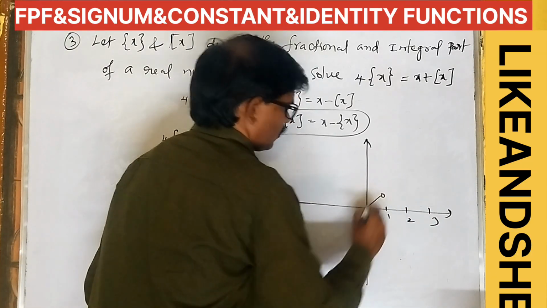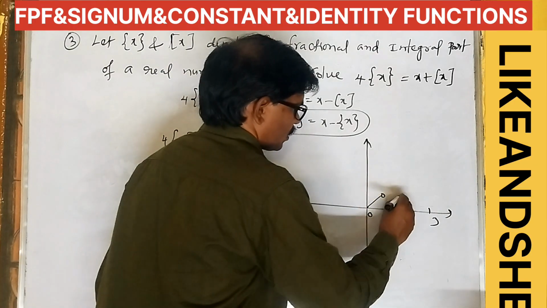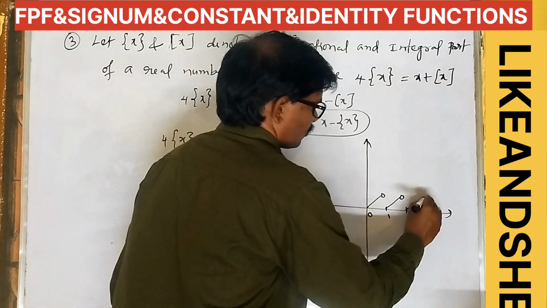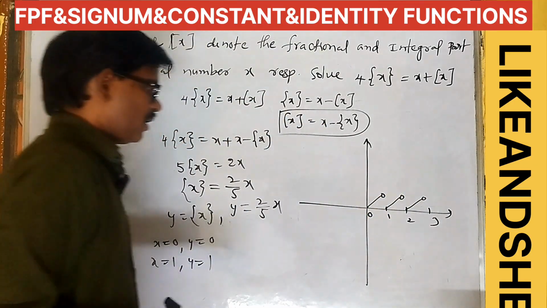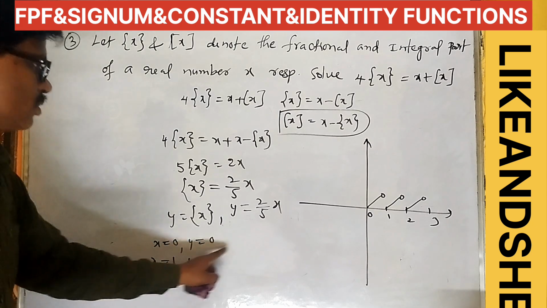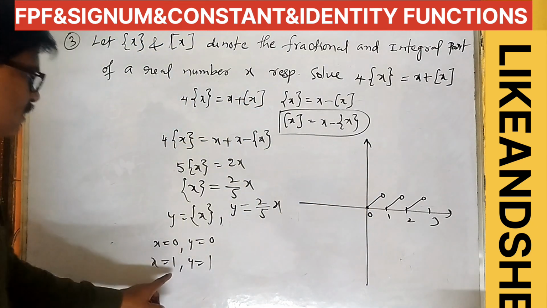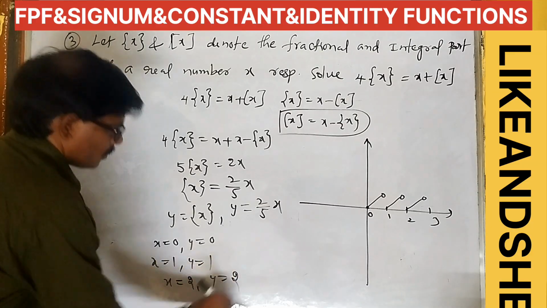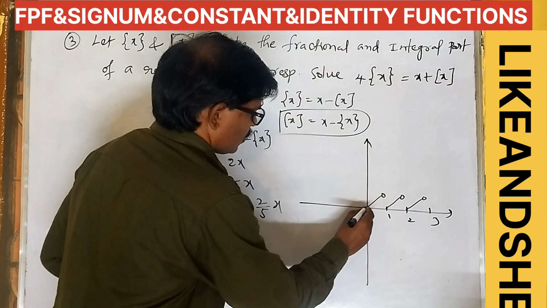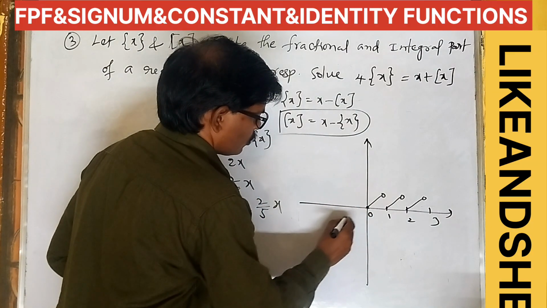This is the graph of the fractional part of x. Here, 0, 0 is one point. Next, at 2, y is also 2. Okay, this is right at 0, 0, 2.